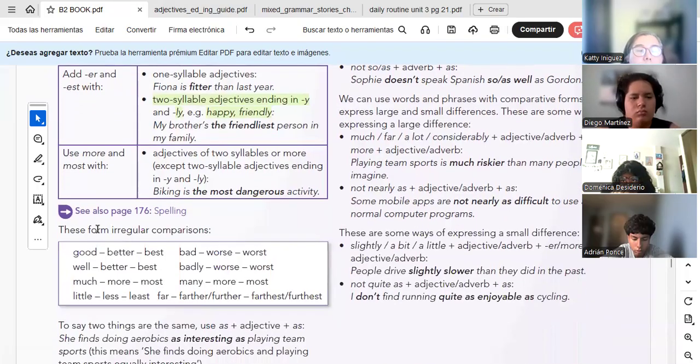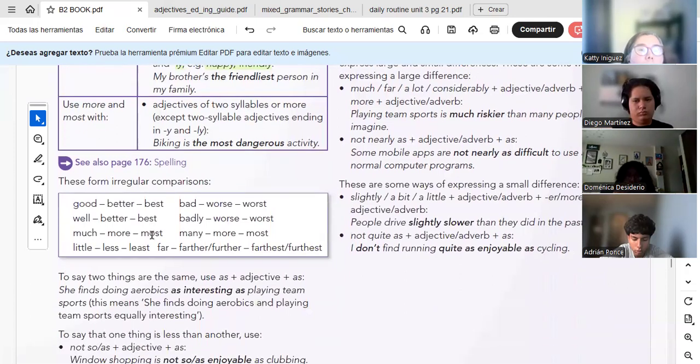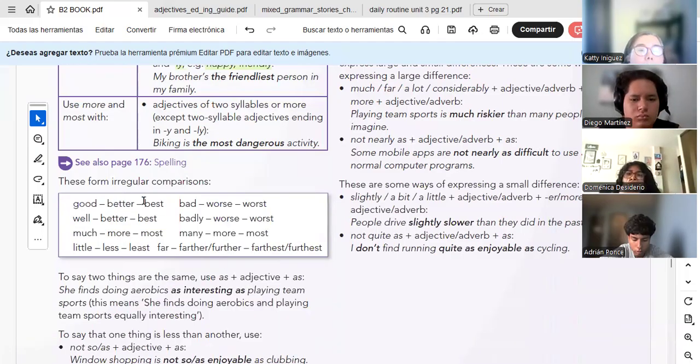Spelling. No, this is for irregular comparison. So we have some irregulars, ones that don't follow a rule. As a comparative, good changes to better, and the superlative is best. Better, best. Bad, worse, worst. These are the comparative and superlative adjectives.